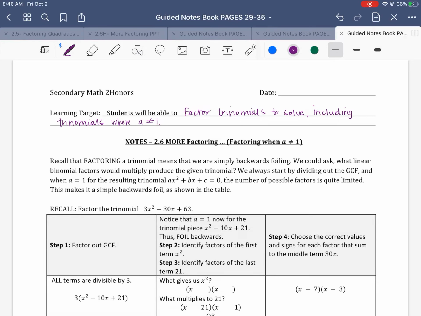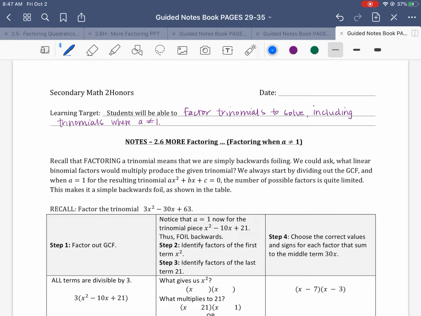All right, today's lesson comes from section 2.6, more factoring. The learning target, you'll notice, is that students will be able to factor trinomials to solve, which we've been doing. However, today is going to include trinomials where a is not equal to 1. Let's talk about what that means, and then we're going to jump into some strategies for factoring.